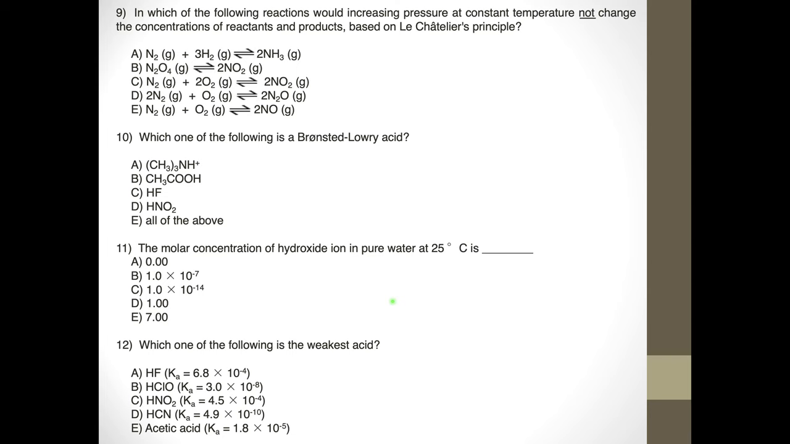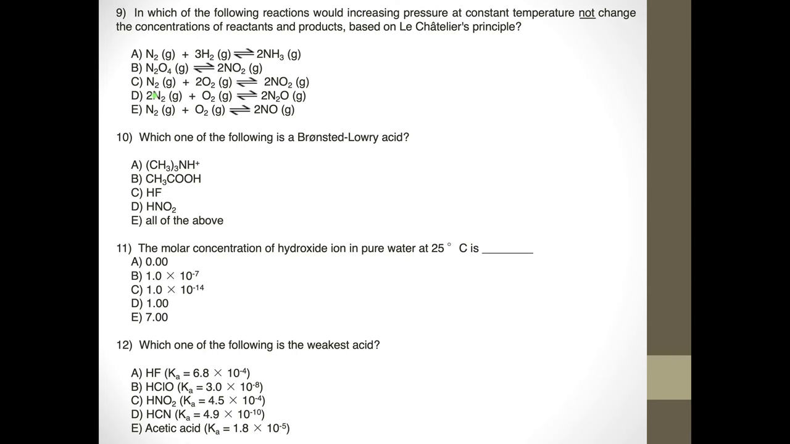Number nine, in which of the following reactions would increasing pressure at constant temperature not change the concentrations of reactants and products based on Le Chatelier's principle? So if there's no change, is it going to be affected? That change in pressure is due to the number of moles in reactants being the same as the number of moles in the products. So here we have four and two, this will be affected. We have one and two, this equilibrium will be affected. We have one and two is going to be three, and in the products we are going to have two. So this equilibrium also will be affected.